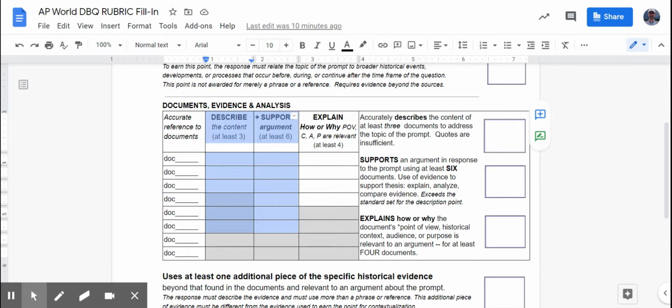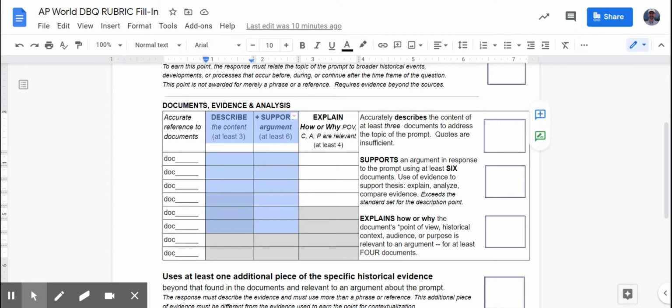And all of you are already doing this, all right? If you're using 2 sources in each body paragraph, and there's 3 body paragraphs, you probably have 6 documents right there. My suggestion is always use all the documents that are provided in order to maximize your possibilities of points.